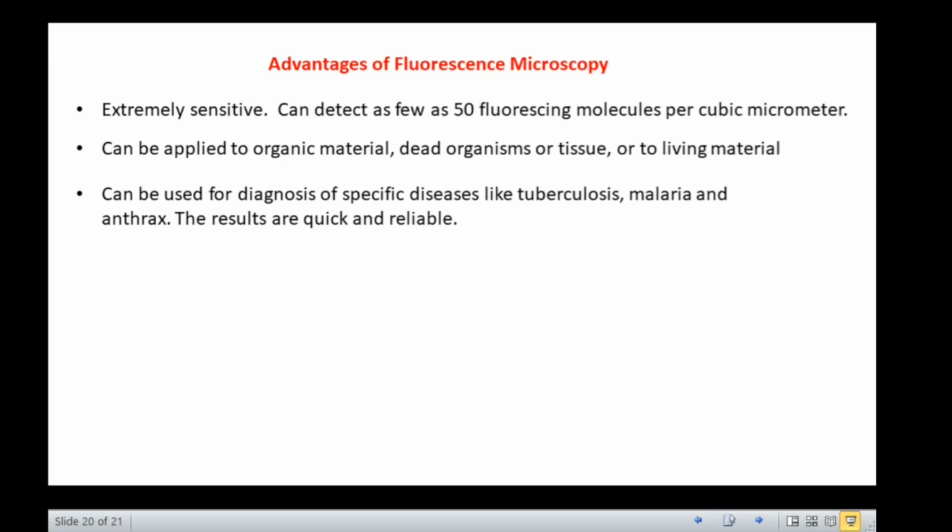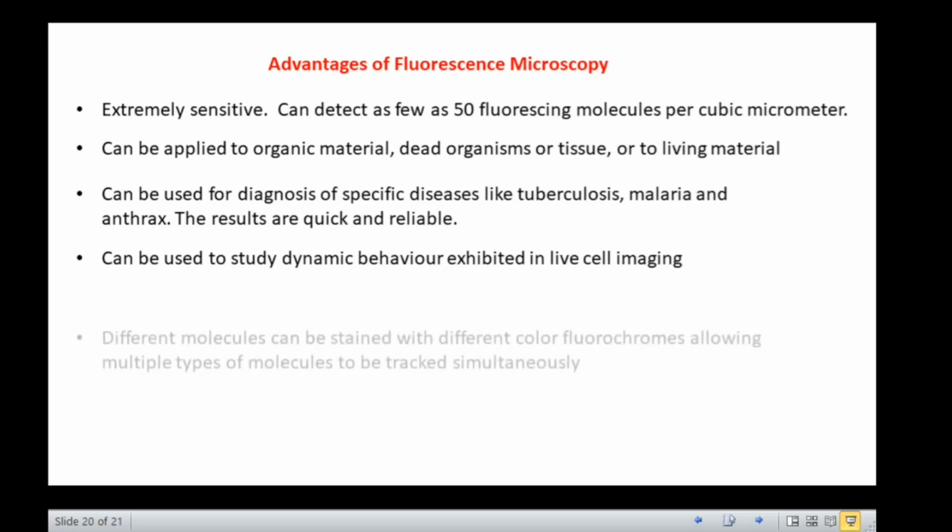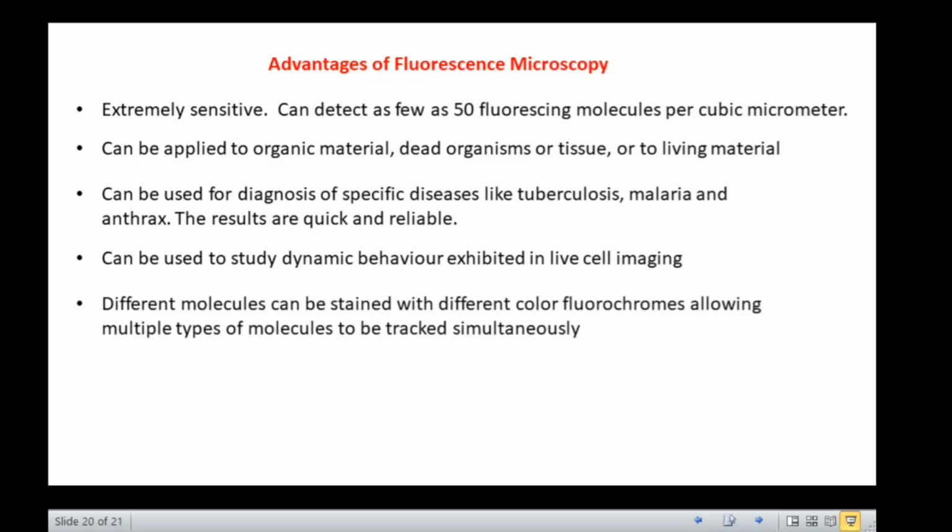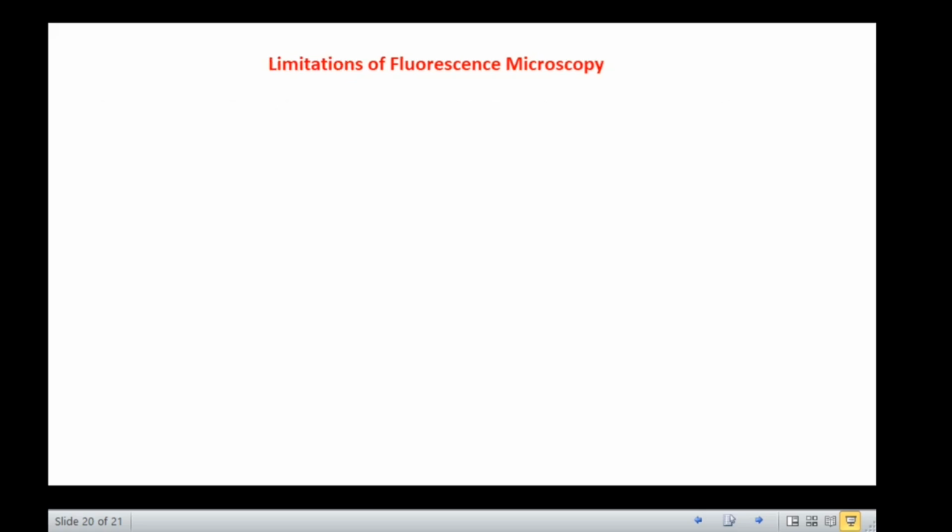It is a method which can be used to study the dynamic behavior exhibited in live cell imaging. Different molecules can be stained with different color fluorochromes, allowing multiple types of molecules to be tracked simultaneously. No method is without limitations. So let us discuss the limitations of fluorescence microscopy.